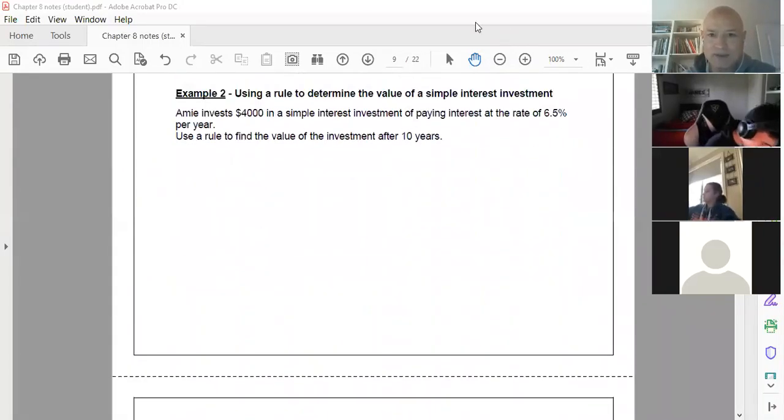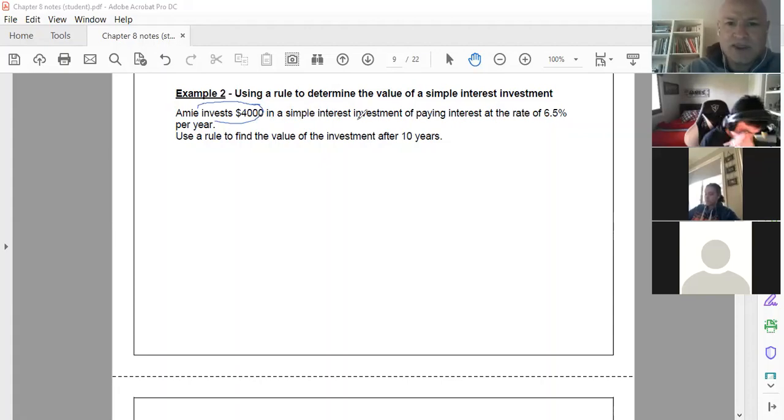Okay, example 2. Amy invests $4,000 in a simple interest investment paying interest at the rate of 6.5% per year. Use a rule to find the value after 10 years. So we have to find our rule here. So let's first get our original amount of money, and it's $4,000. That's how much Amy puts in there.